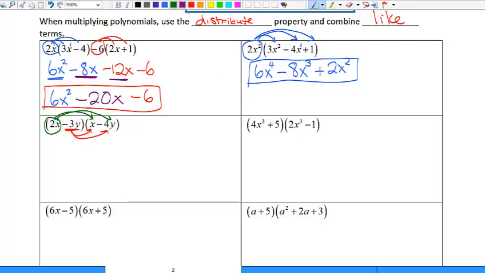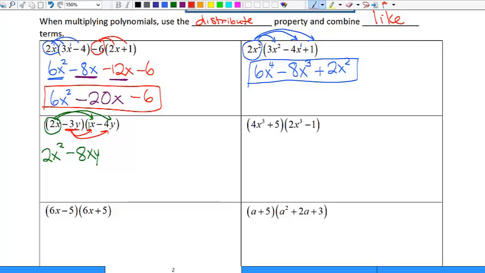Some teachers call this FOIL. I like to call it double distribute. I'm taking the green 2x and I'm distributing that to get 2x squared minus 8xy. When I multiply, I'm taking the coefficients and multiplying them and adding any common exponents for common bases.